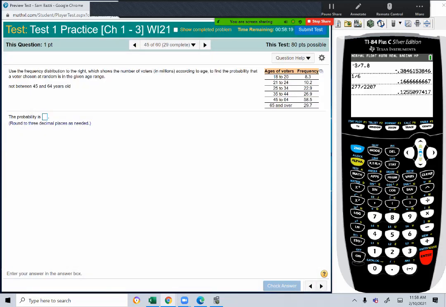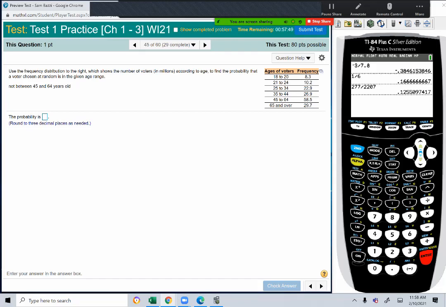And last one, and then I'll do the rest, guys. I'll just do a separate video for the remaining 15 questions. Use the frequency distribution, which shows the number of voters in millions according to age, to find the probability that a voter chosen at random is not between 45 and 64. Not between 45 and 64. What would you do, guys? Should you add up all the other ones?